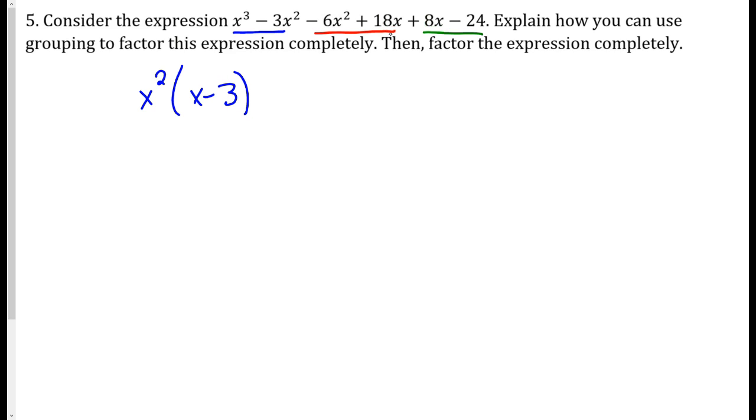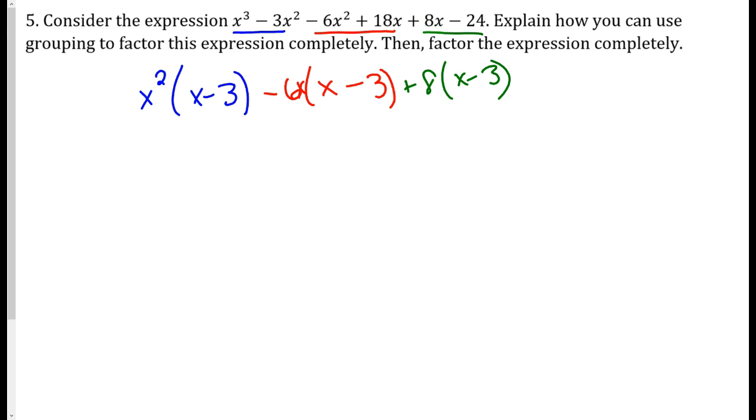Now let's look at this second set of terms. Minus 6x squared plus 18x. Well, I can factor out a minus 6x, and I'm left with x minus 3. That looks promising. And finally, the last two terms. 8x minus 24, well, I can factor out an 8, and what am I left with? Well, x minus 3. So it's just taking this idea of grouping and extending it to the next level.